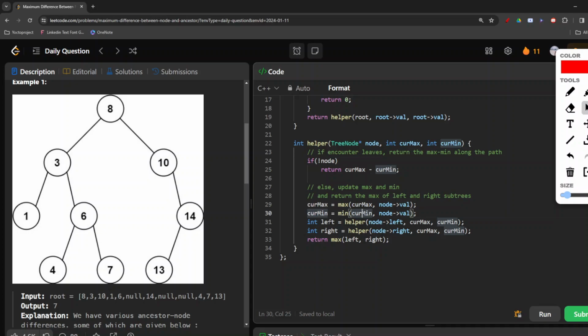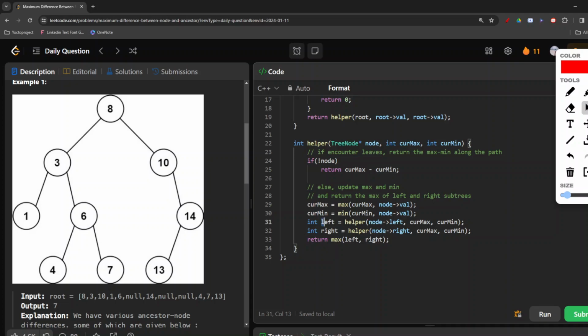And then here we are storing whatever is in our left. So we are calling this particular helper function where we are going into the left subtree, having the current max and current min. And here in the right, we are storing whatever is there in our right subtree. And then at the end, we are returning the maximum of left and right. So that is what we will be going ahead with.